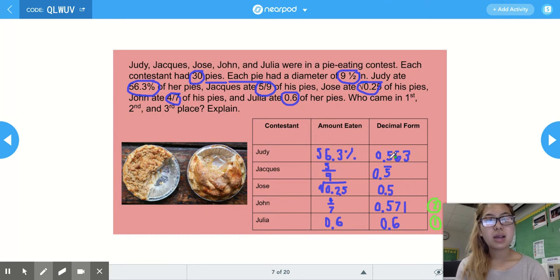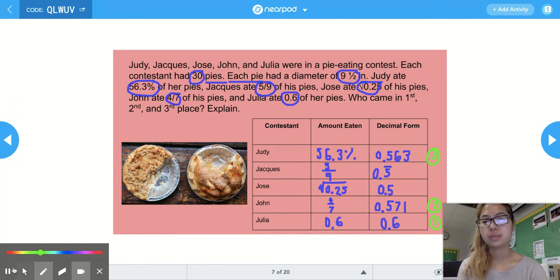And then 0.563 is going to be the third biggest number, so that means that Judy came in third place. We can see that because in decimal form, 0.6 is the largest number, then 0.571, and then 0.563.